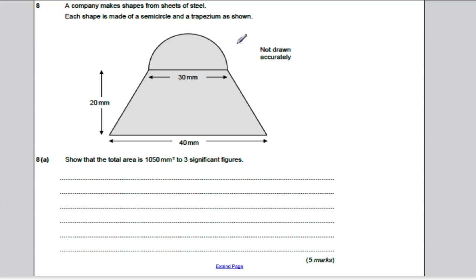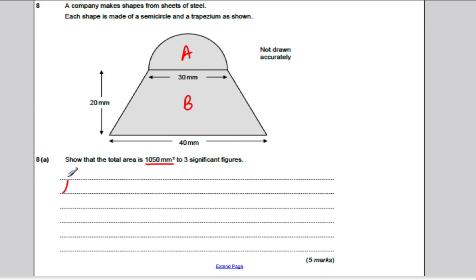Okay, question 8. We've got a company that makes sheets of steel in the following shape. Here's a semicircle with a trapezium on the end. So we want to show that the total area is given by this. It's quite nice of them to give us the actual number we're working towards. Let's split this up into two shapes. Let's call them A and B. A is a semicircle and B is a trapezium.